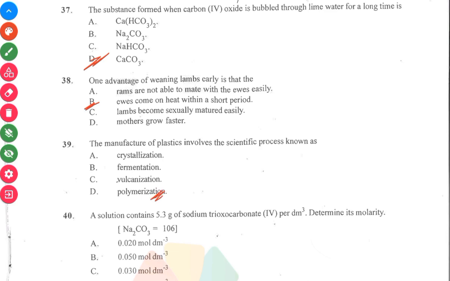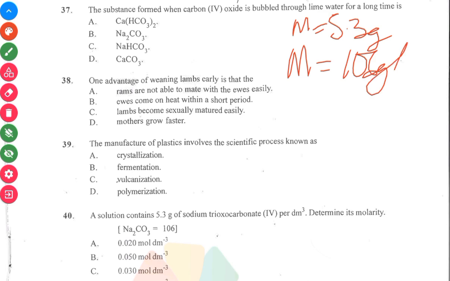Question number 40. A solution contains 5.3 grams of sodium trioxocarbonate(IV) per dm cube. Determine its molarity. So the mass is 5.3 grams and the molar mass is 106 grams per mole.